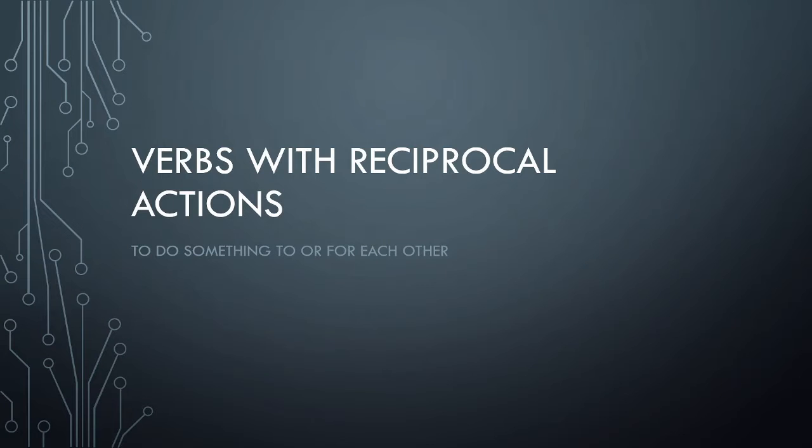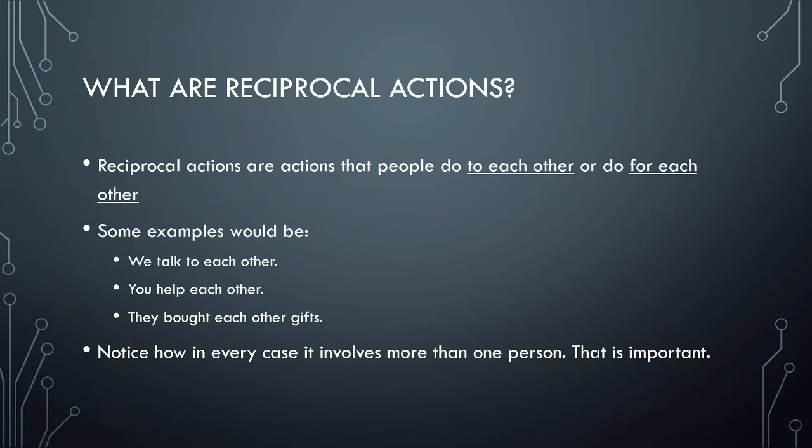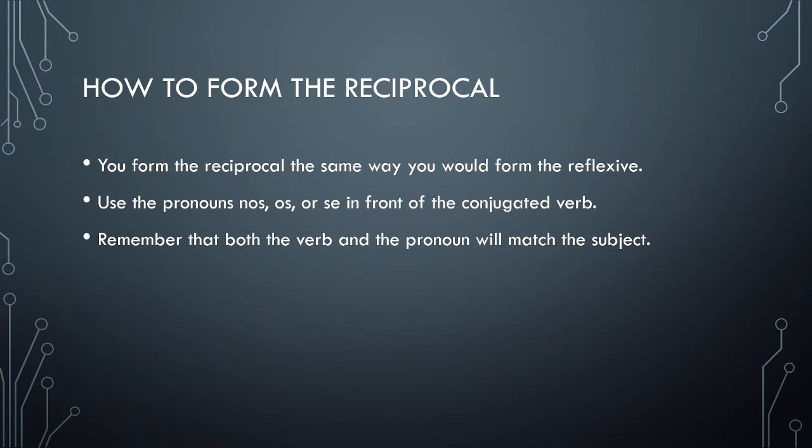Today we're going to talk about verbs with reciprocal actions. Reciprocal just means that we're going to do something to or for each other. So we see here, if I'm going to do something for you while you do it for me, maybe we are helping each other or that kind of a thing, then we're going to need the reciprocal for that. Anytime we do things to each other or for each other, we're going to use the reciprocal. So the question becomes then, how do we show that? What does the reciprocal look like?